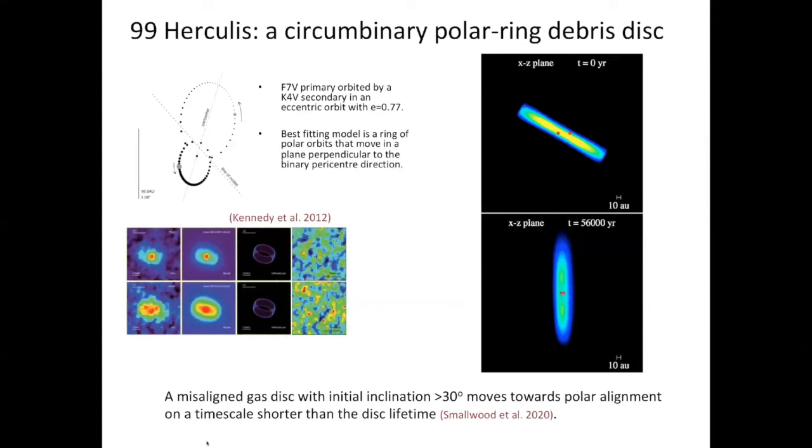The plots on the right show a simulation in which the disk begins at 30 degrees, as shown in the upper panel, and moves towards polar alignment on a timescale much shorter than the gas disk lifetime. So the debris that's observed must be small enough either to move with the gas disk and then be left on polar orbits. Larger particles may be able to form after the gas disk has already become polar.